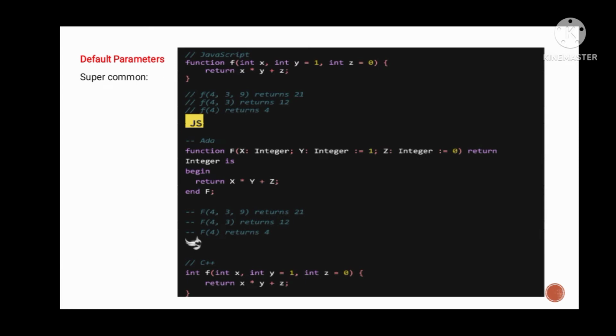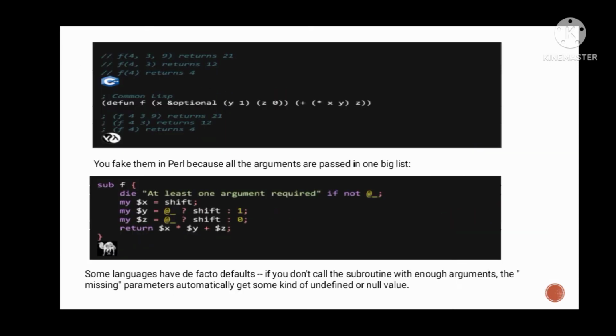Default parameters. You fake them in Perl because all of the arguments are passed in a big list. Some languages have de facto defaults. If you don't call the subroutine with enough arguments, the missing parameters automatically get some kind of undefined or null value.